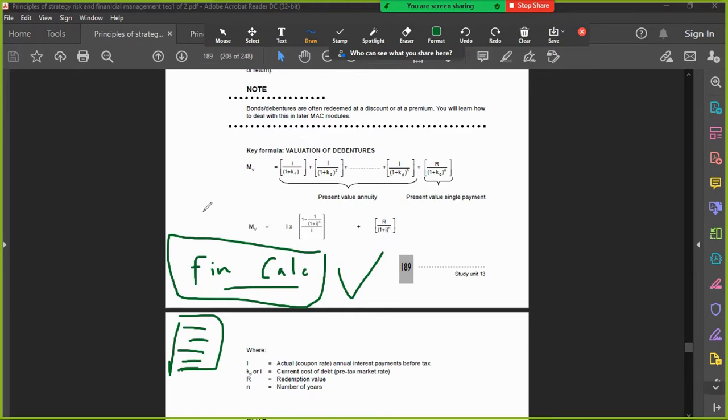Remember, if they do ask you multiple choice, then obviously the answers will be there. Then you just need to choose the right answer. Then you can always use the calculator. Does that make sense?